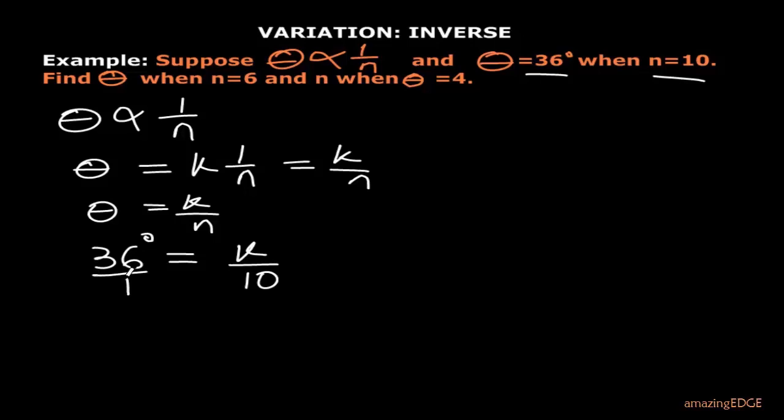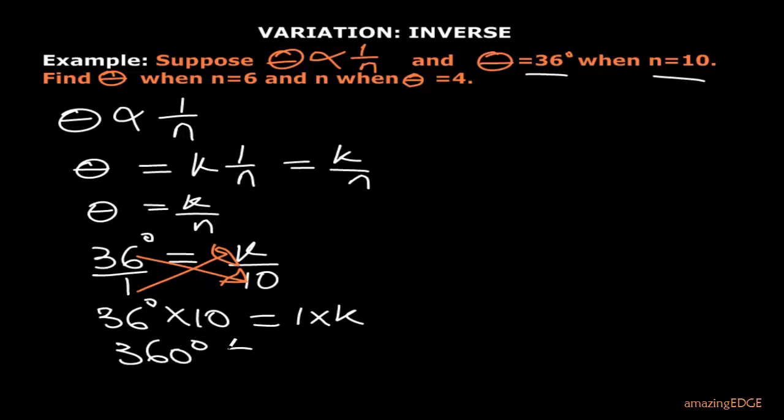So here is divided by 1. So if you do that, 36 degrees we multiply 10 and 1 we multiply k. So you have that 36 degrees times 10 is equal to 1 times k. And 36 degrees times 10 gives us 360 degrees. And this is equal to k, which is the same as saying that k is equal to 360 degrees. And of course, this makes sense because for that relationship to hold, the total number of angles in that circle must be equal to 360 degrees.